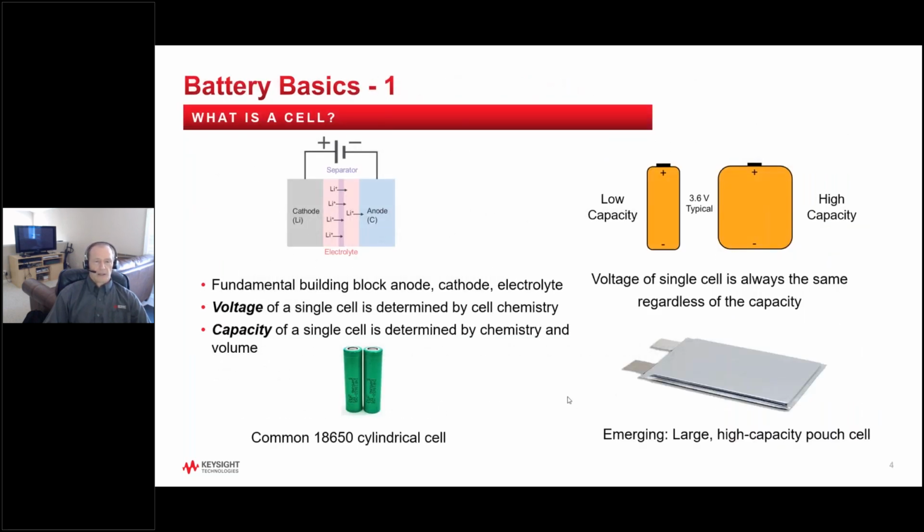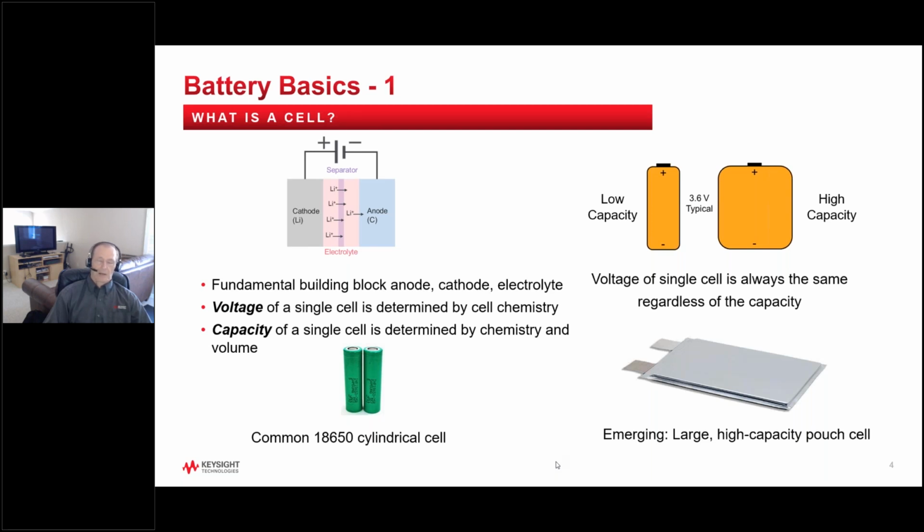So this is a little bit basic, but I did want to cover it. I just have 2 slides on this. So, just a quick review: what's a cell and what's a battery? A cell, of course, is basically a fundamental building block. It's based really on the chemistry of the battery. And the voltage of the cell is pretty much determined by the chemistry. You can't really alter that.